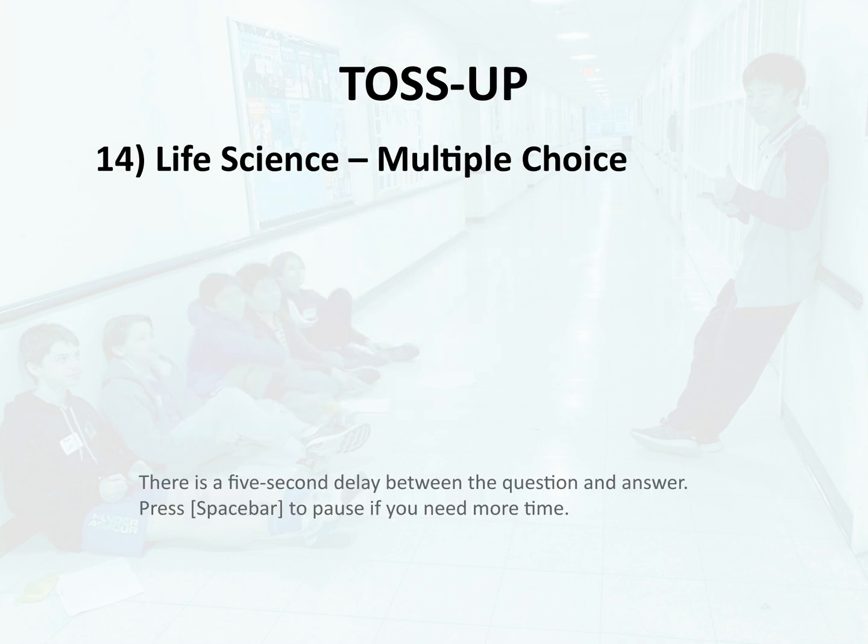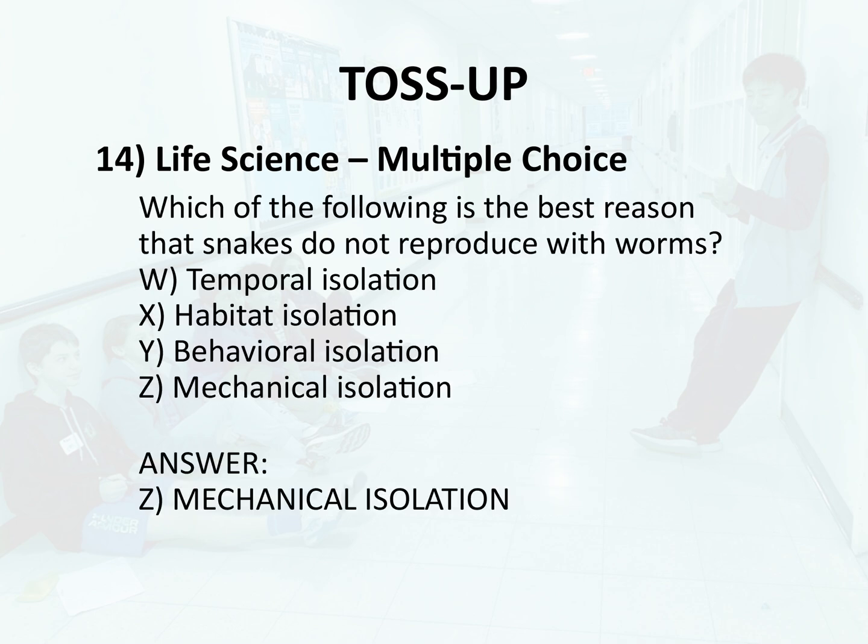Toss-up 14. Life science, multiple choice. Which of the following is the best reason that snakes do not reproduce with worms? W. Temporal isolation. X. Habitat isolation. Y. Behavioral isolation. Z. Mechanical isolation. Answer. Z. Mechanical isolation.